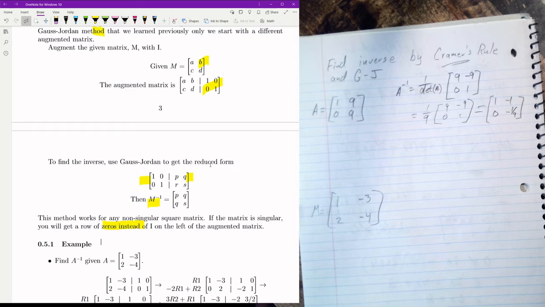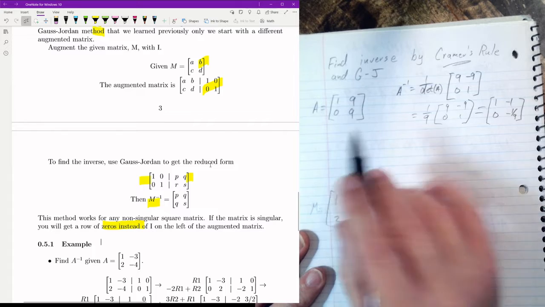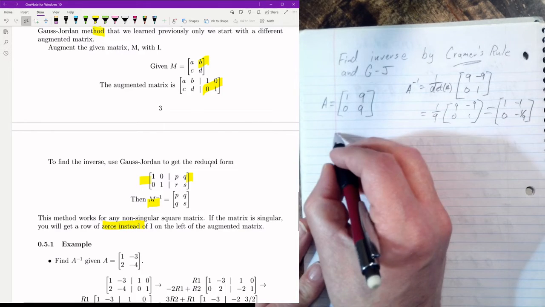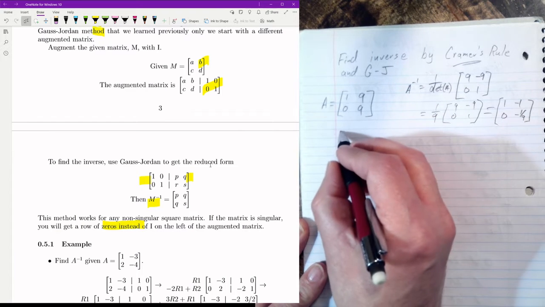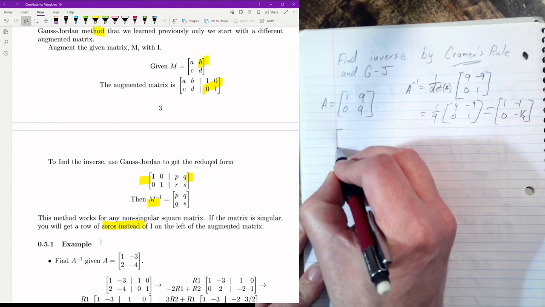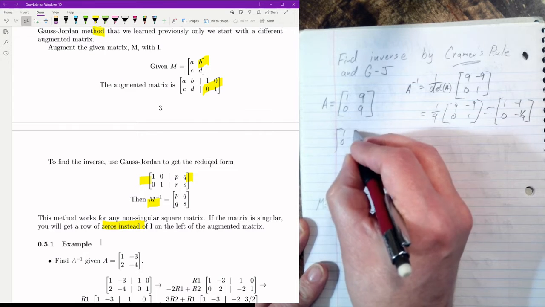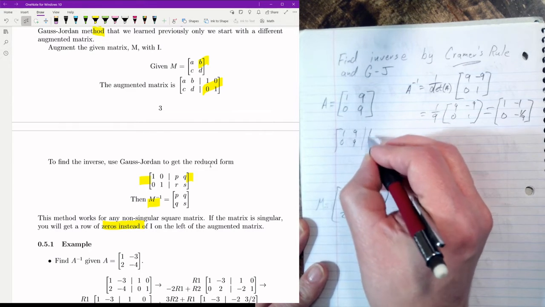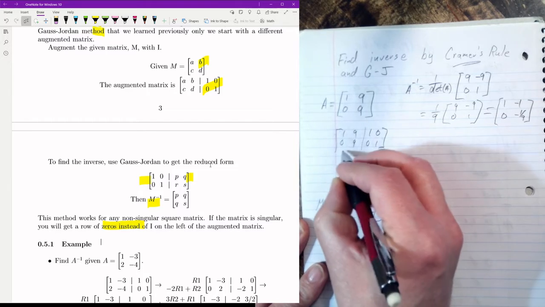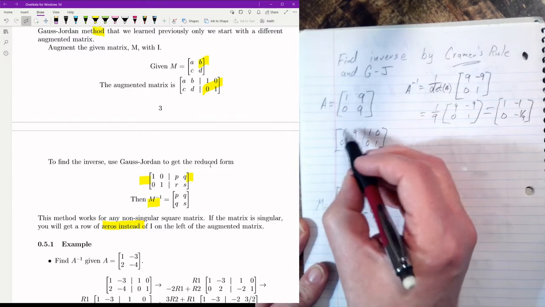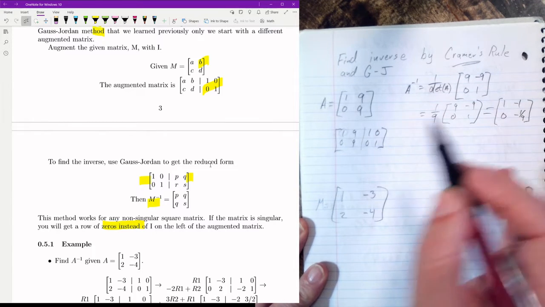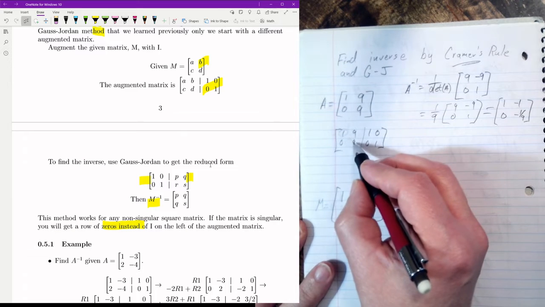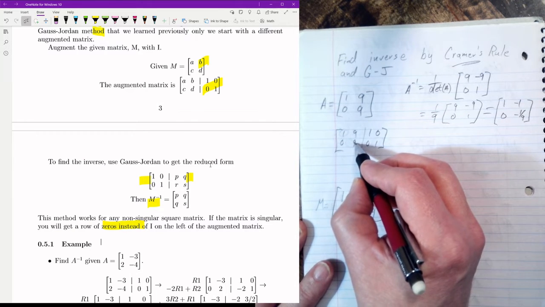Let's try and do the same thing by Gauss-Jordan. Hopefully I left myself enough space. So we're going to start with this matrix and we're going to augment it. Remember, we augment it with the identity matrix. So I've got 1, 0, 9, 9, 1, 0, 0, 1. Our first pivot is okay. We don't need to do anything to that. I'm going to do a little bit of a shortcut here. I'm going to subtract row 2 from row 1.